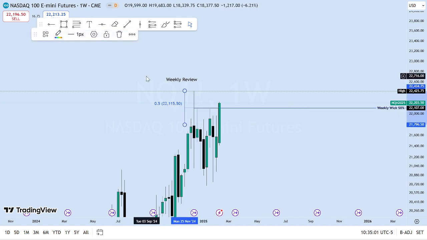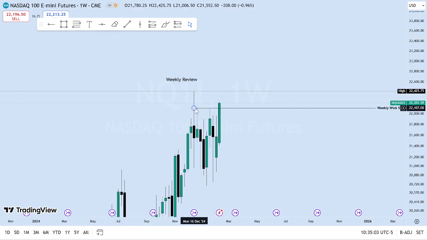So that's the weekly 50%. You go to daily. We traded above the weekly 50% last week, this last week's candlestick on weekly charts. So we trade above it. It was acting as a resistance here. The resistance has been broken.